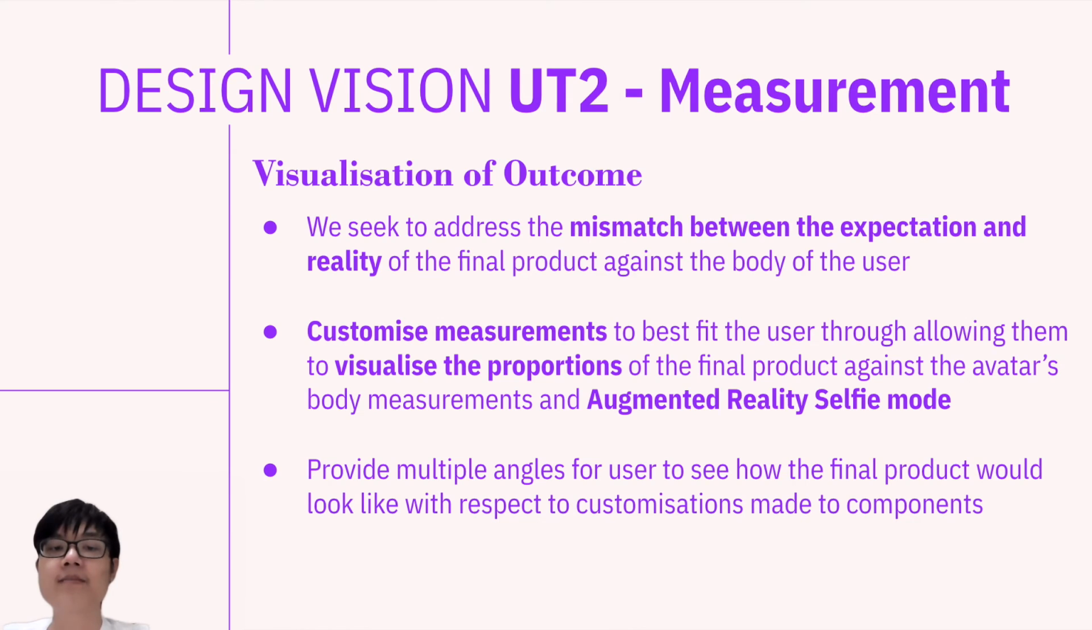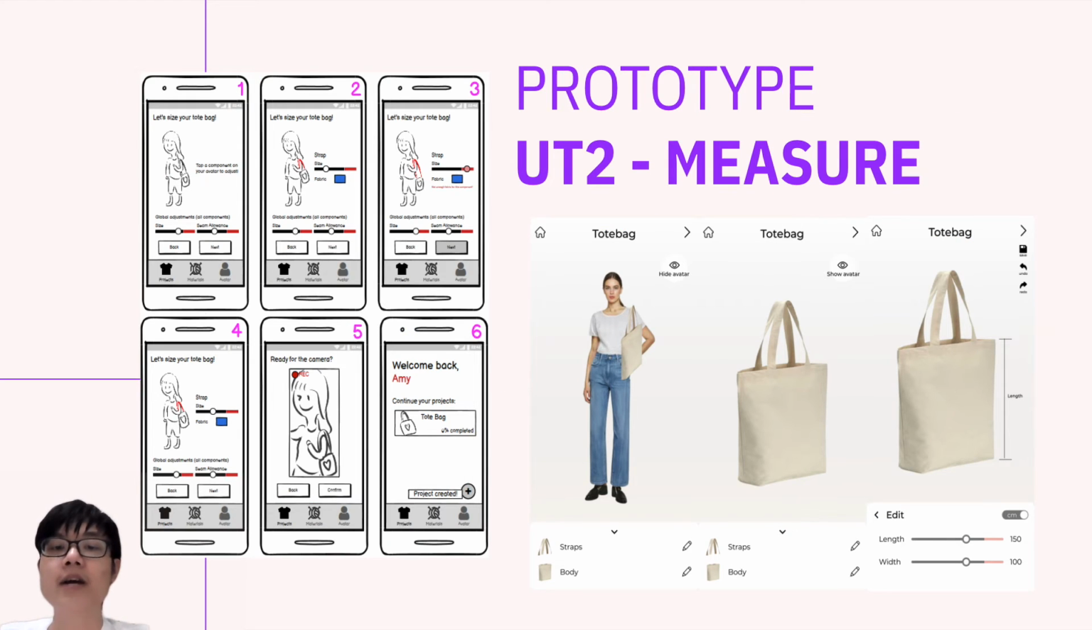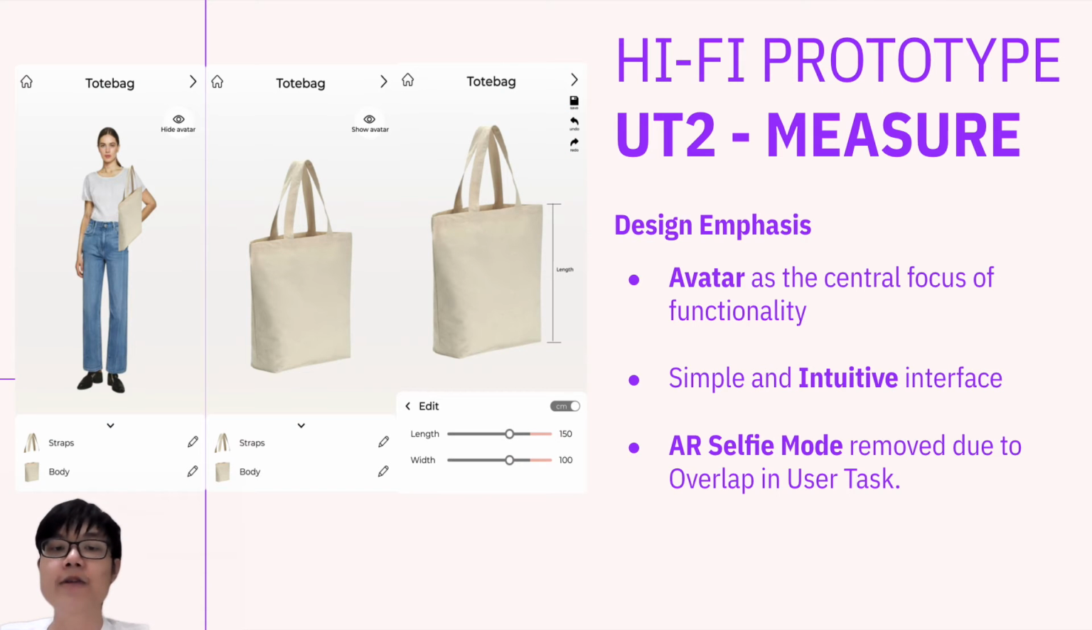Next, we address the mismatch between the expectation and reality of the final product, using the 2-scale avatar to customize the fit of the product and visualize with an augmented reality selfie mode. In our low-fidelity wireframe, we incorporated an alert to ensure that users have enough fabric when scaling their different tote bag components. We also included an AR selfie mode as was initially proposed in our discussion. In team review, due to overlaps with the user task with the avatar, the AR selfie mode was removed.